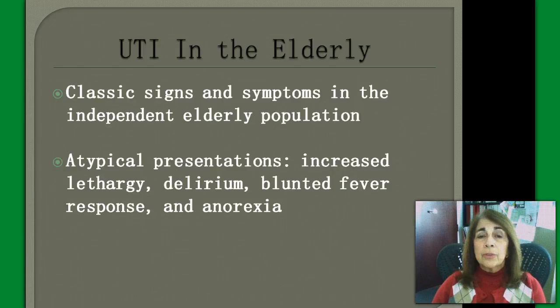When you're dealing with signs and symptoms of a urinary tract infection in the elderly, it ranges the gamut. They can have the classic signs and symptoms, most often found in the independent elderly population, or, as mentioned previously, they can have the atypical presentation of increased lethargy, delirium, blunted fever response, anorexia.